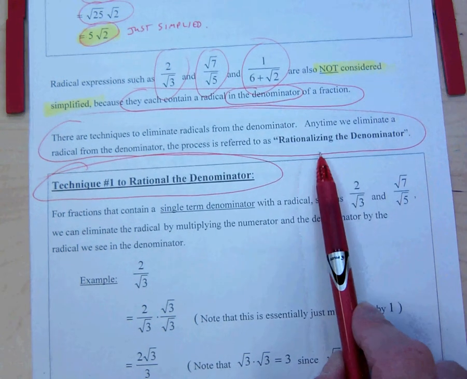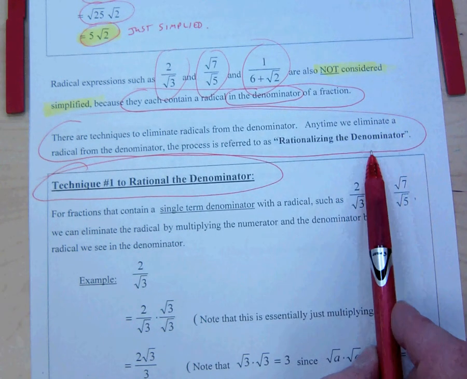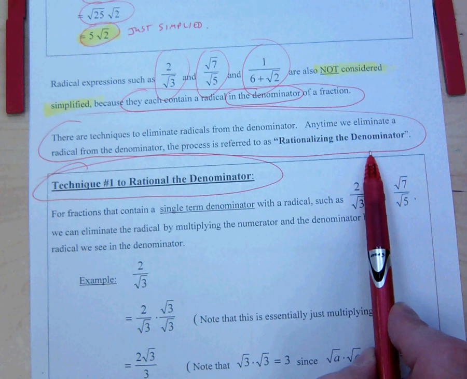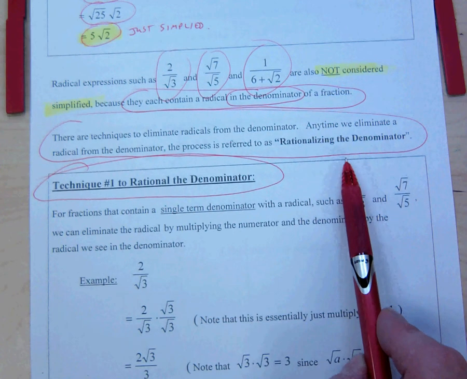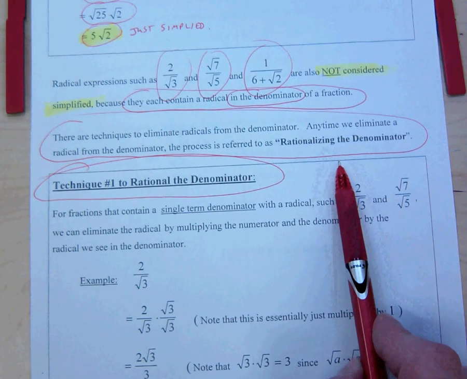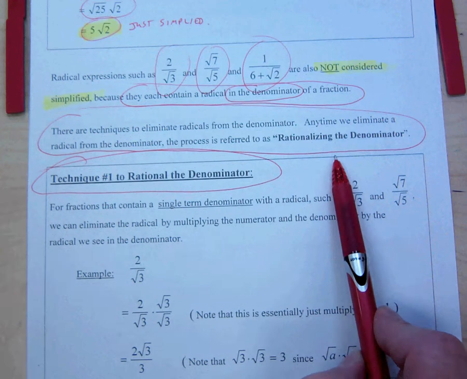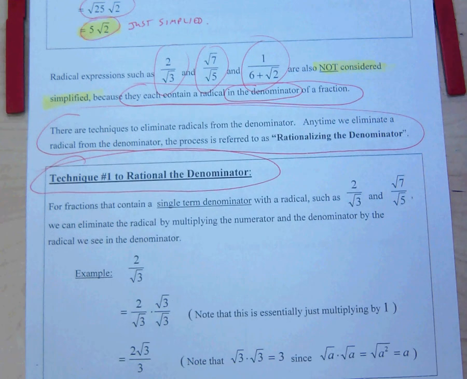Why in the world would I call this rationalizing the denominator? Well, remember, numbers with square roots, if they don't simplify to a whole number, are irrational, right? And so by getting rid of the radical in the denominator, we're turning what was an irrational number into a rational number in the denominator, which is why we call it rationalizing the denominator. Does that make sense?